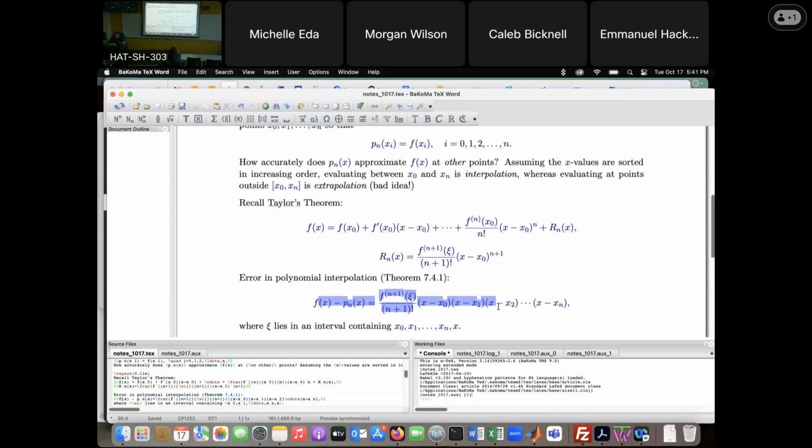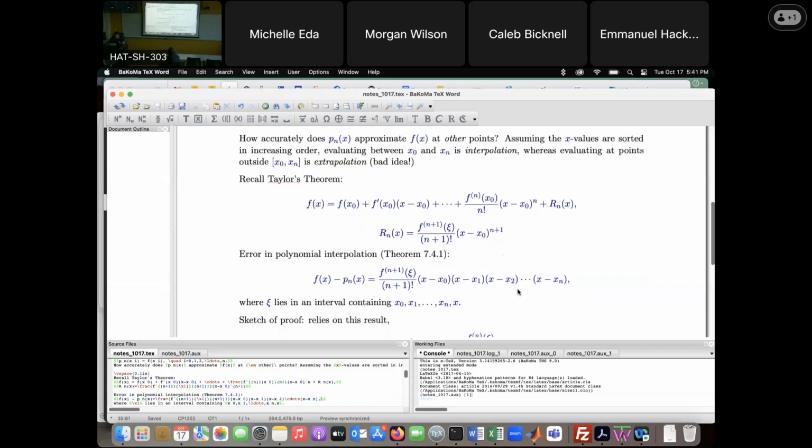Okay, so this is our polynomial interpolation error formula that bears a close resemblance to Taylor remainder, and there's going to be an exploration in the next section, 7.5, that will actually explain why this resemblance is no coincidence. Okay, so where does this error formula come from?